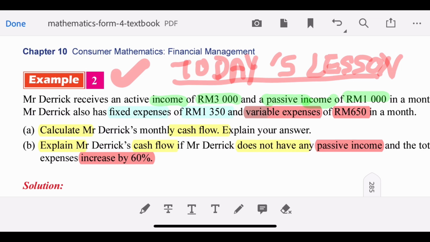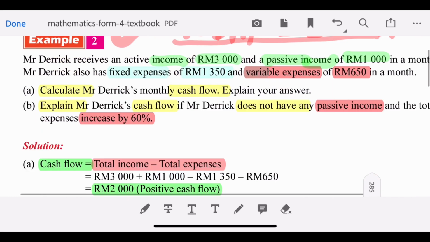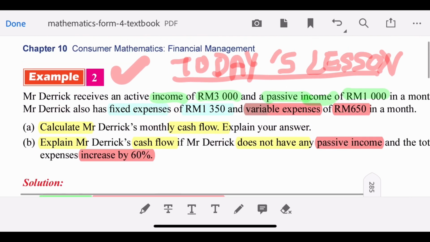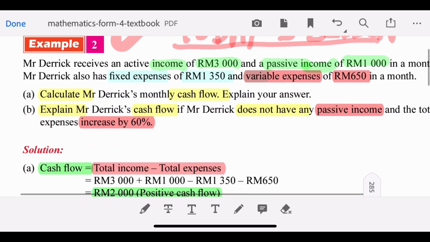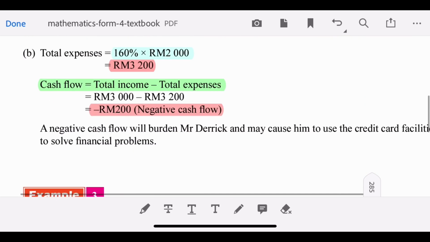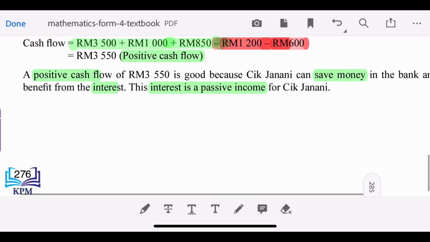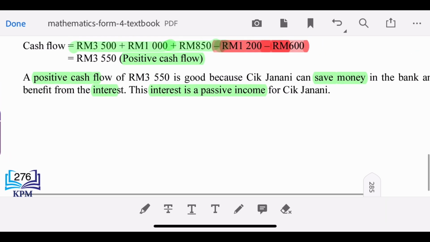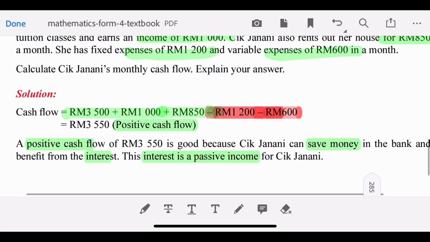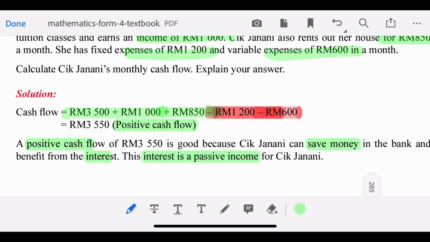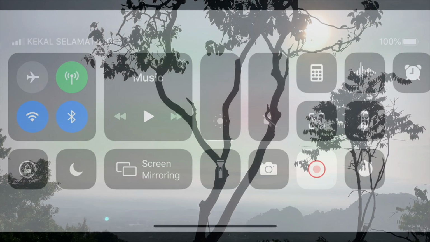So this is today's lesson. We discussed example 2 and example 3. When you answer the question, make sure you follow the steps that I teach you so that you can do well in the exam. And you can also apply it in your daily life. When you want to do a financial budget, you also do the same thing.